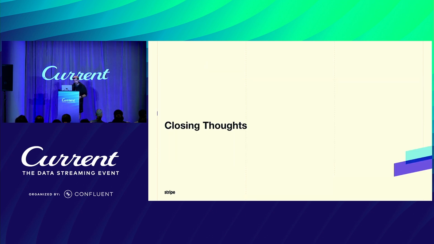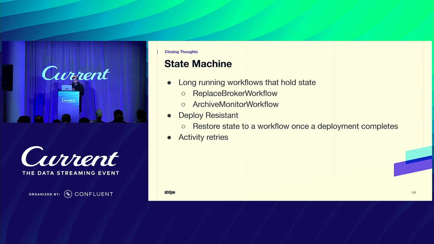So, some closing thoughts. Temporal is really great for a state machine. You can have these really long running workflows that hold state, for example, the replace broker workflow or the archive monitor workflow. This makes it deploy resistant, and with activity retries, you can make sure that your workflow picks up at the spot in which it failed instead of trying to re-execute the entire process.